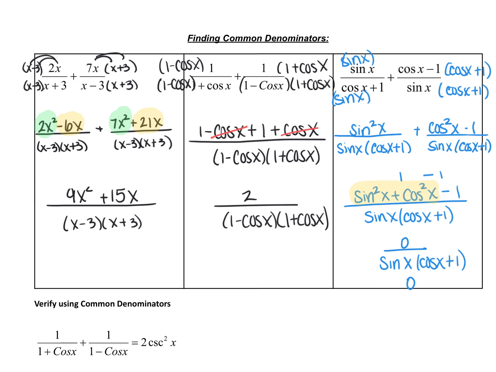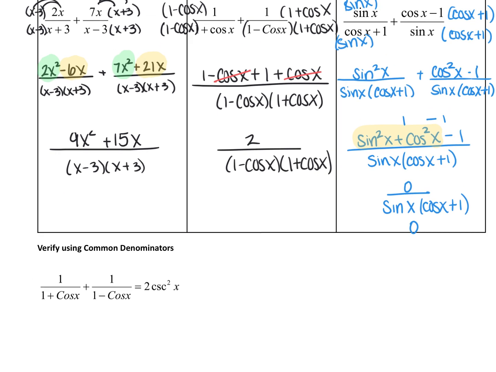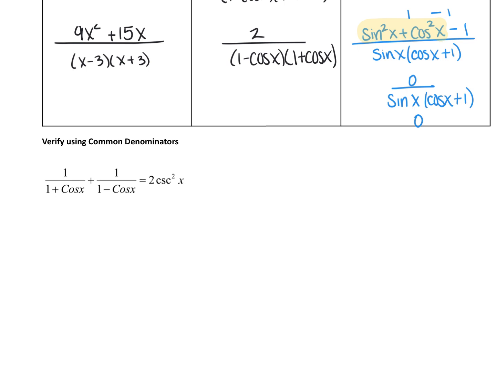So what I'd love for you guys to do right now is try to see if you can do this next one here. Verify using common denominators. You're going to put your line by the equal sign, and you're going to see if somehow you can get this to equal this. All right, so come in with those two problems, at least attempted, and then we will definitely go over those in class tomorrow.